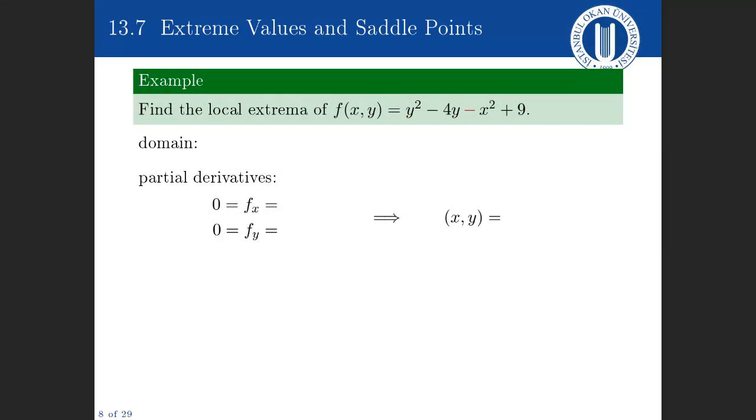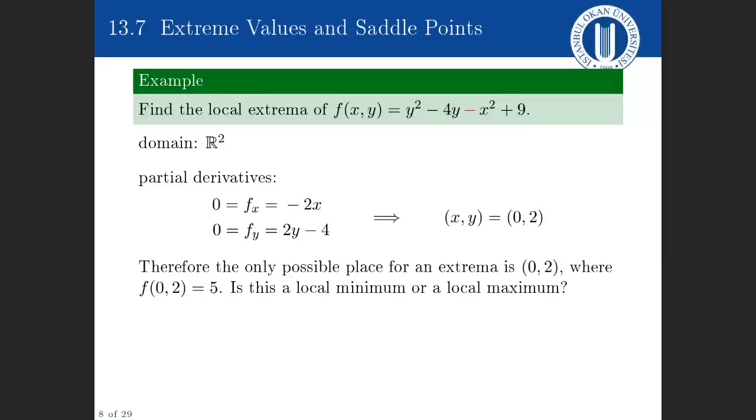Let's do another one. This is almost the same, but look, now I've changed this plus to a minus. Find the local extrema of y squared minus 4y minus x squared plus 9. What is the domain? The domain is R squared again. Calculate the partial derivatives, and again, we find that the only critical point is the point (0, 2). This is the only point where it's possible to have an extrema.